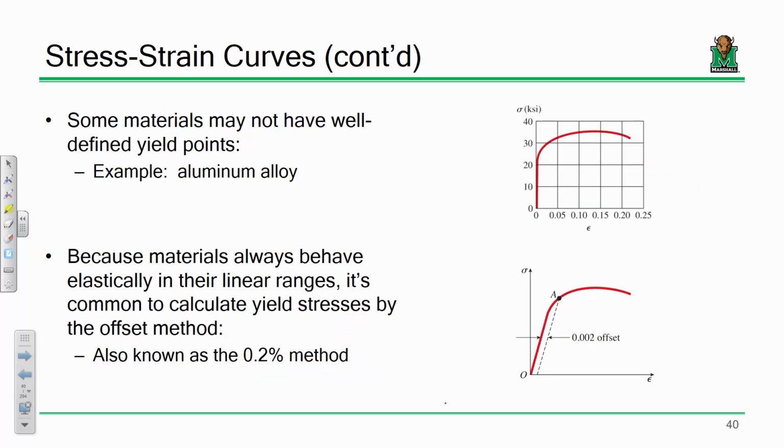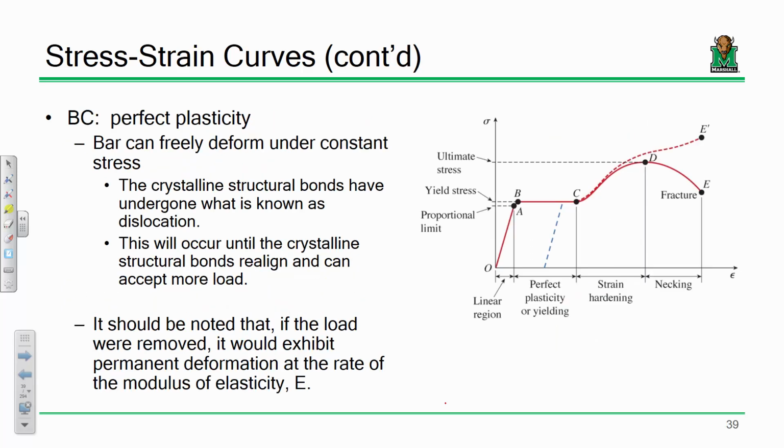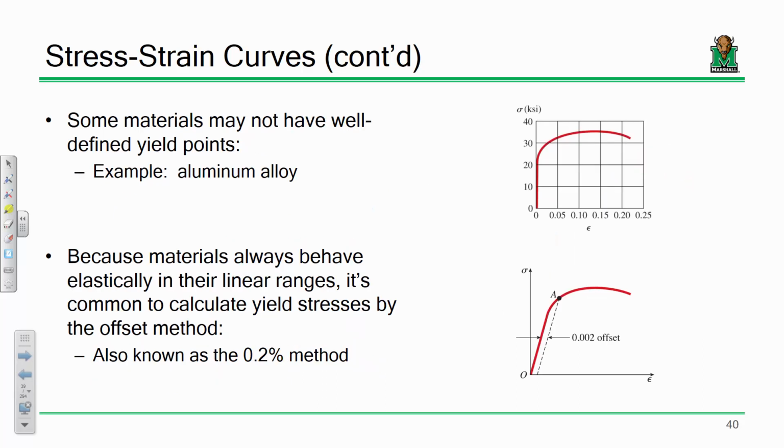Now, one thing that you will find is that some materials don't have a well-defined yield stress. So, for instance, steel has a very nice plateau region. We can say that's the yield stress. But for something like aluminum, that's not the case.